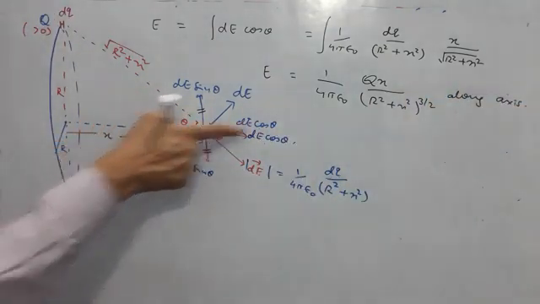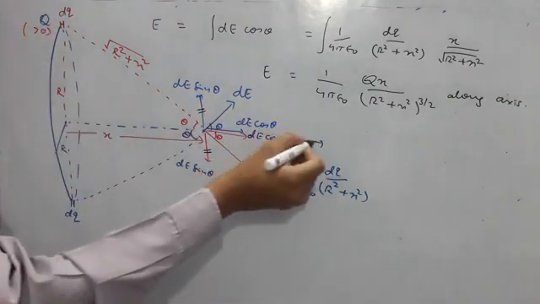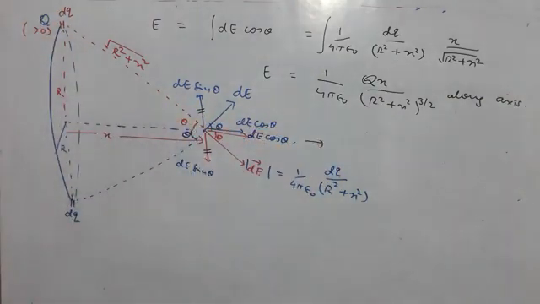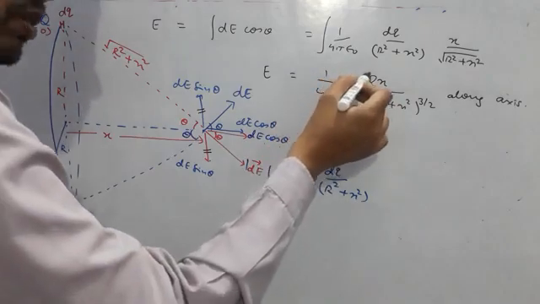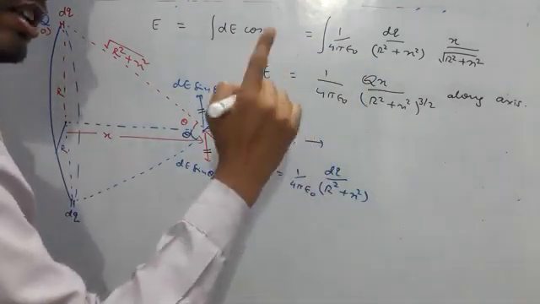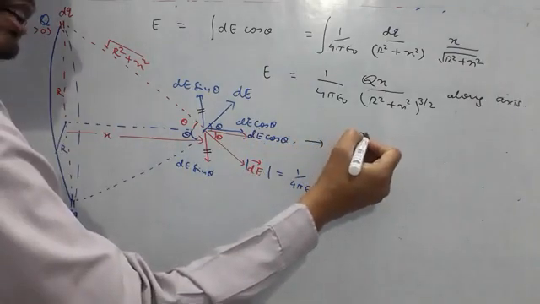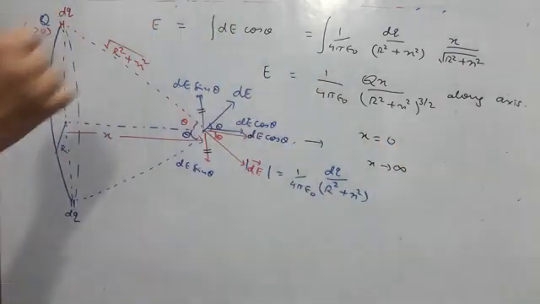It will be directed like so, in this direction if this ring is positively charged, and in the opposite direction if this ring is negatively charged. Now it's important to see this particular interesting expression. This expression will become 0 under two conditions. First, when x is equal to 0, and then when x tends to infinity.